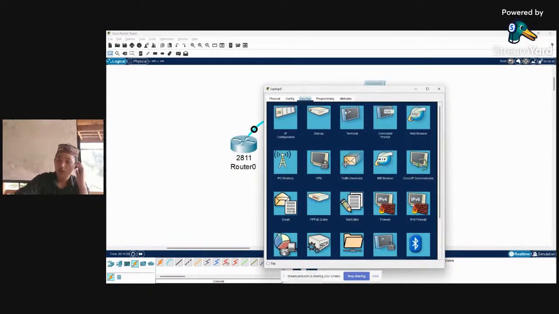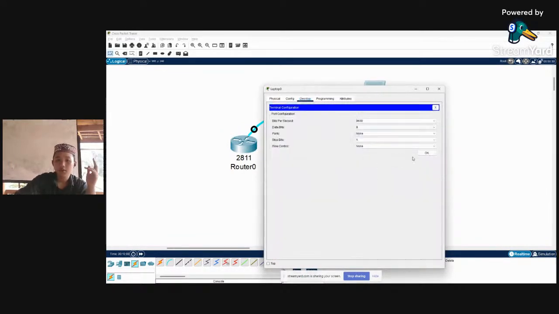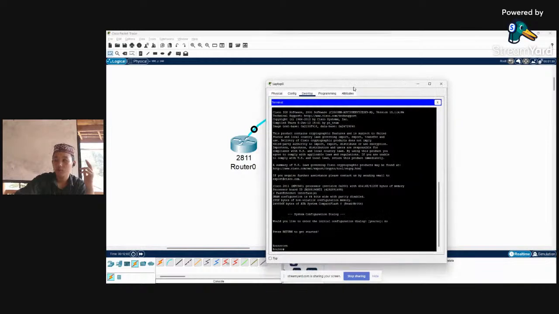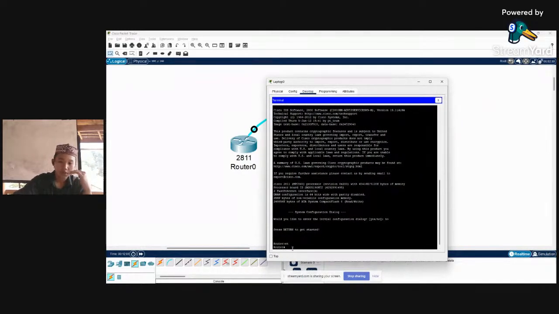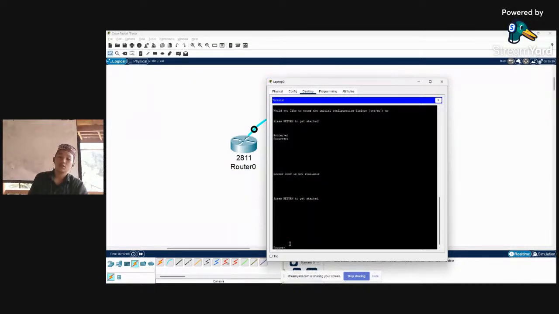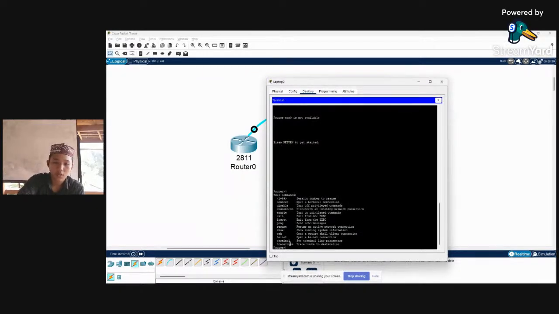In a Cisco router there are three types of configuration layers. The first layer is user mode. In user mode, if we type a question mark, we can only use disable, connect, disconnect, enable, exit, logout, ping, resume, show, SSH, telnet, terminal, and traceroute. Only those can be used in user mode.